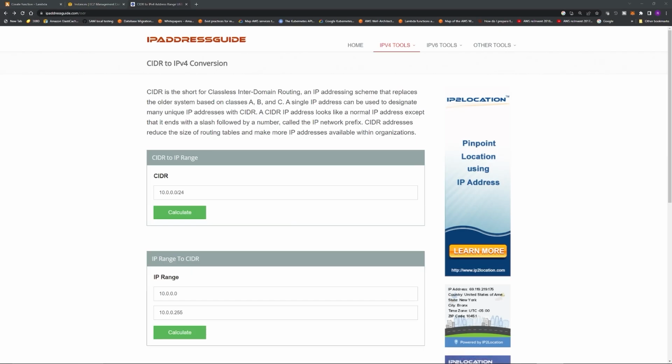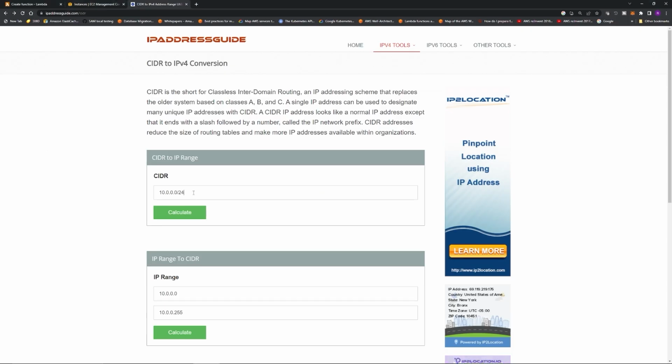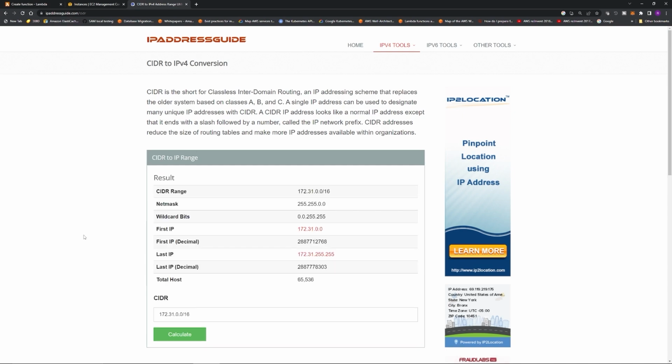If you are curious how many IP addresses are there inside this entire VPC CIDR range or within these specific subnets, you can go to this website, ipaddressguide.com/CIDR, and in the CIDR field, you can give the VPC CIDR. For our case, the VPC CIDR is 172.31.0.0/16. If you click calculate, there are 65,536 IP addresses. This is the first IP address in this range, and this is the last IP address.